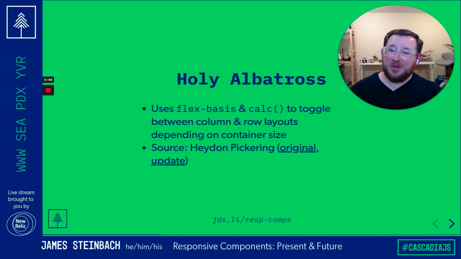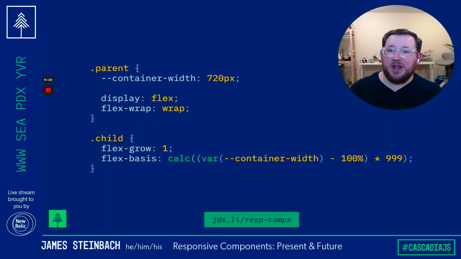And this uses flex basis and a calc function to change a component's layout, the layout of a series of children, based on a width for the parent, not based on a bunch of ideal widths on the children, but based on the width of the parent. And with a calc function, you essentially pass the parent's trigger or breakpoint width into that, and it can shift between column and row layouts at that pseudo breakpoint. Here's what it looks like in real life.